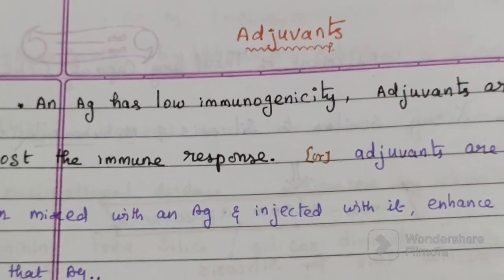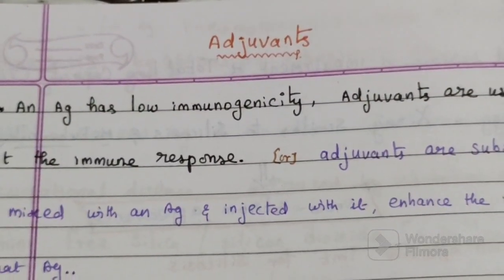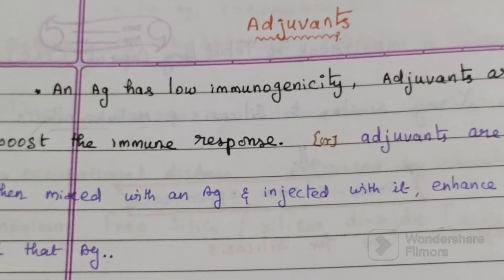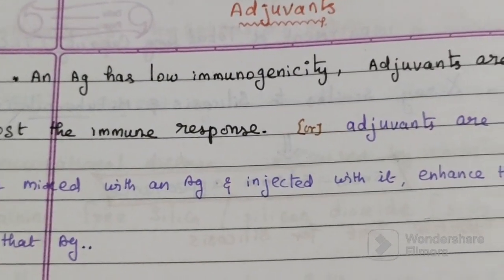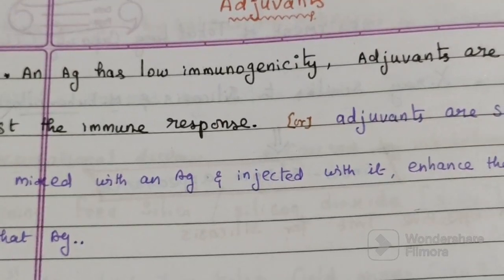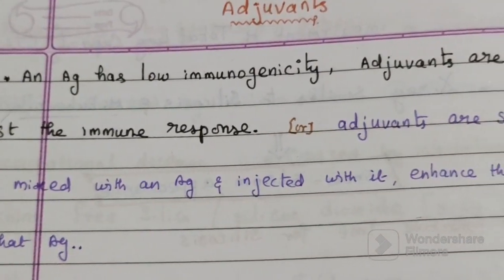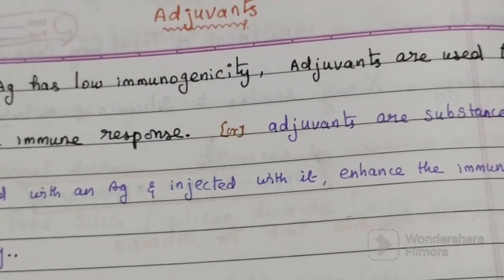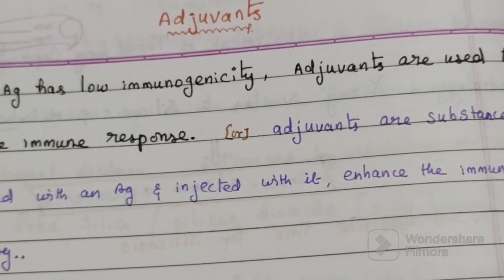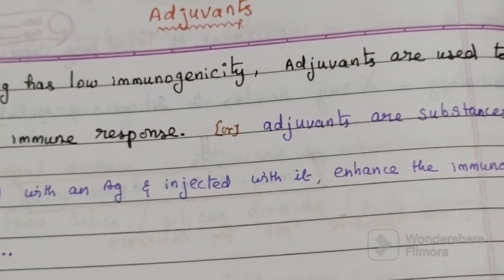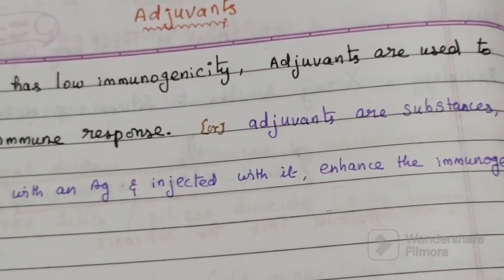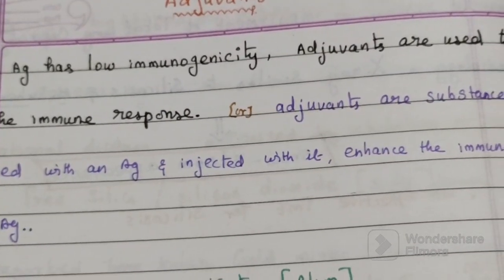In this video, we'll discuss adjuvants. What is an adjuvant? When an antigen has low immunogenicity, adjuvants are used to boost the immune response.